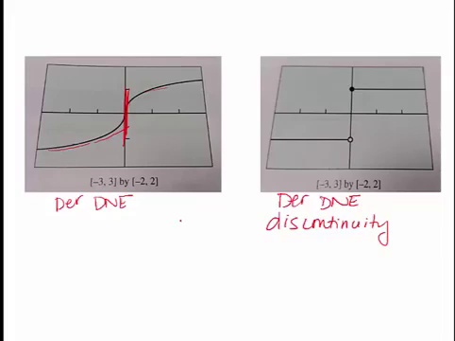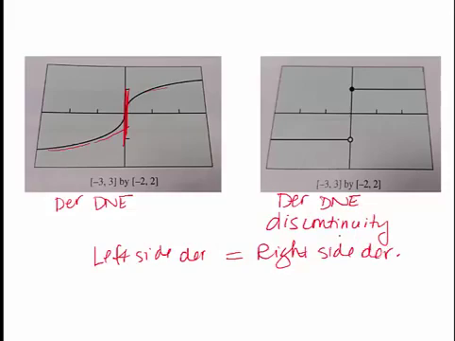So a lot of times when we think about these weird situations where we're not sure if a derivative can be found, it goes along with the fact that the left side derivative is not going to come close to the right side derivative. Kind of like a limit, but not exactly.